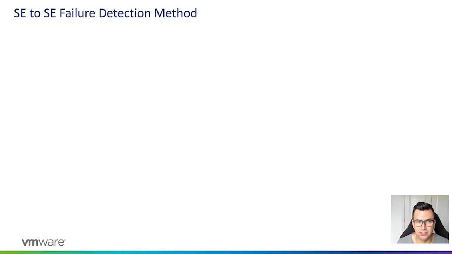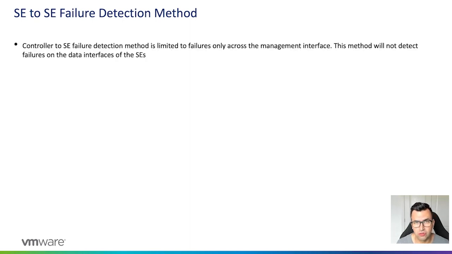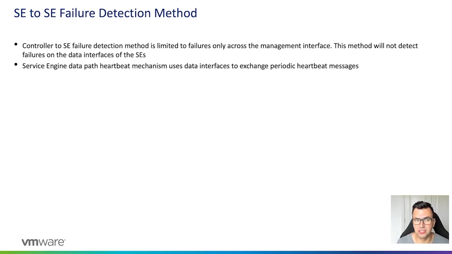Let's talk about the service engine to service engine failure detection method. Now, the controller to service engine method is limited to the management interface. This method will not detect failures on the data interfaces of the SEs. The service engine data path heartbeat mechanism uses the data interfaces to exchange heartbeat messages between the service engines. And there are two modes for this.